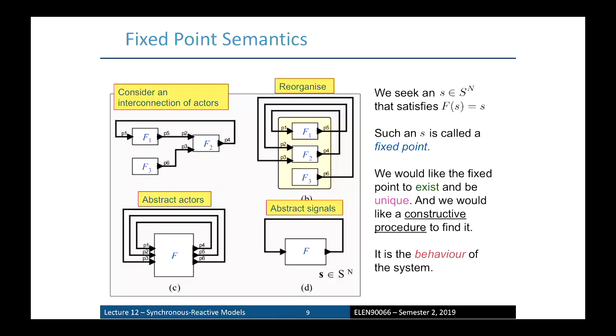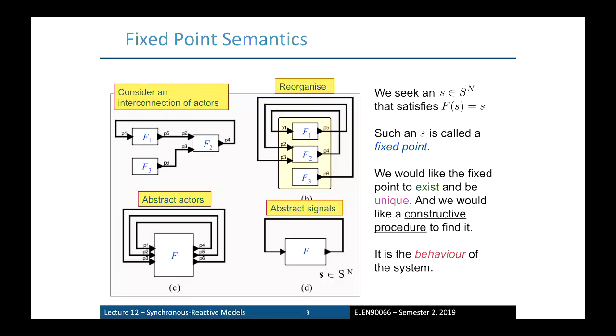We'll do some concrete examples with this. So we need it to be fixed. We need a fixed point to exist, and we need it to be unique. I'll give you some counterexamples for that. And we would like a constructive procedure to find it. Why? Because we really want to work out the overall behaviour of that feedback interconnection. So we need a constructive procedure to find the fixed point and make sure that it exists and it's unique. And therefore that is then the behaviour of the system.